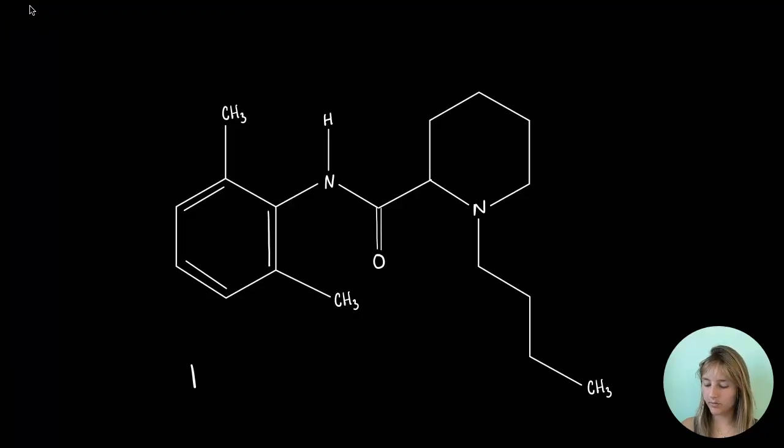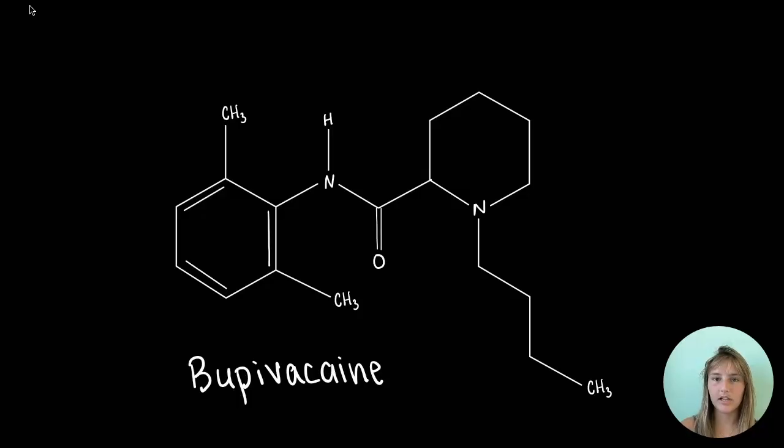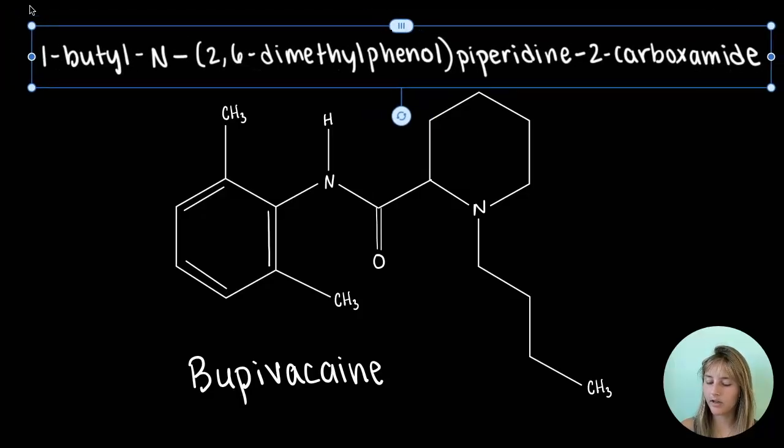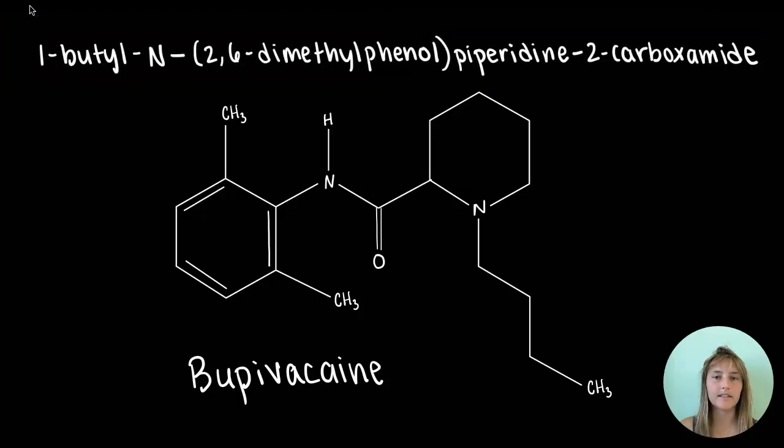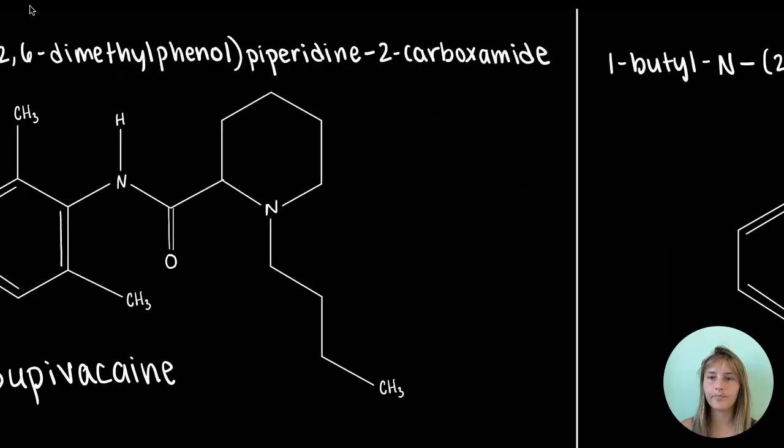This molecule is commonly known as bupivacaine, and it is an anesthetic that is used during childbirth, dental procedures, and some surgeries. Bupivacaine is administered as an injection. It numbs the area around the injection site by blocking signals at the nerve endings. The IUPAC name is 1-butyl-N-2,6-dimethylphenol piperidine 2-carboxamide. So let's look at this molecule and determine how we got this name.